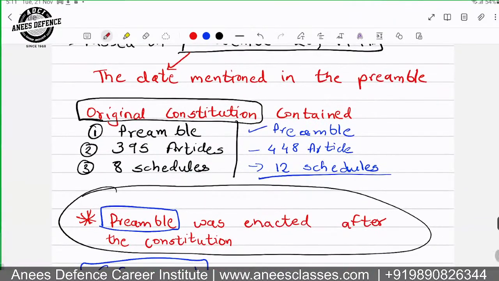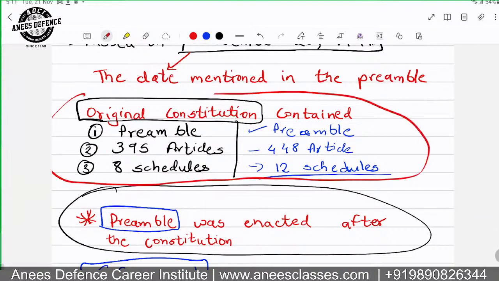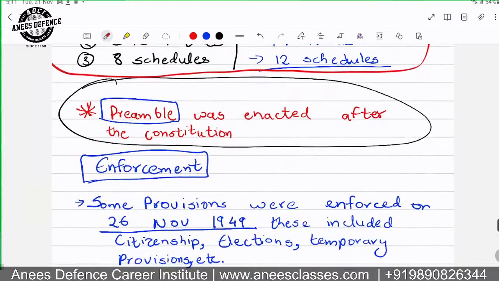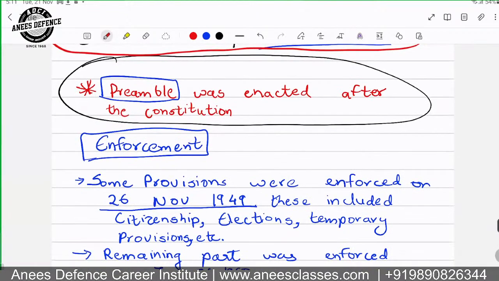Then we have also discussed the original constitution and the present constitution. The Preamble was enacted after the constitution was enacted. This was because the preamble is also the identity card of the constitution. So all the provisions should be in accordance with the preamble. Nothing should be against the preamble.